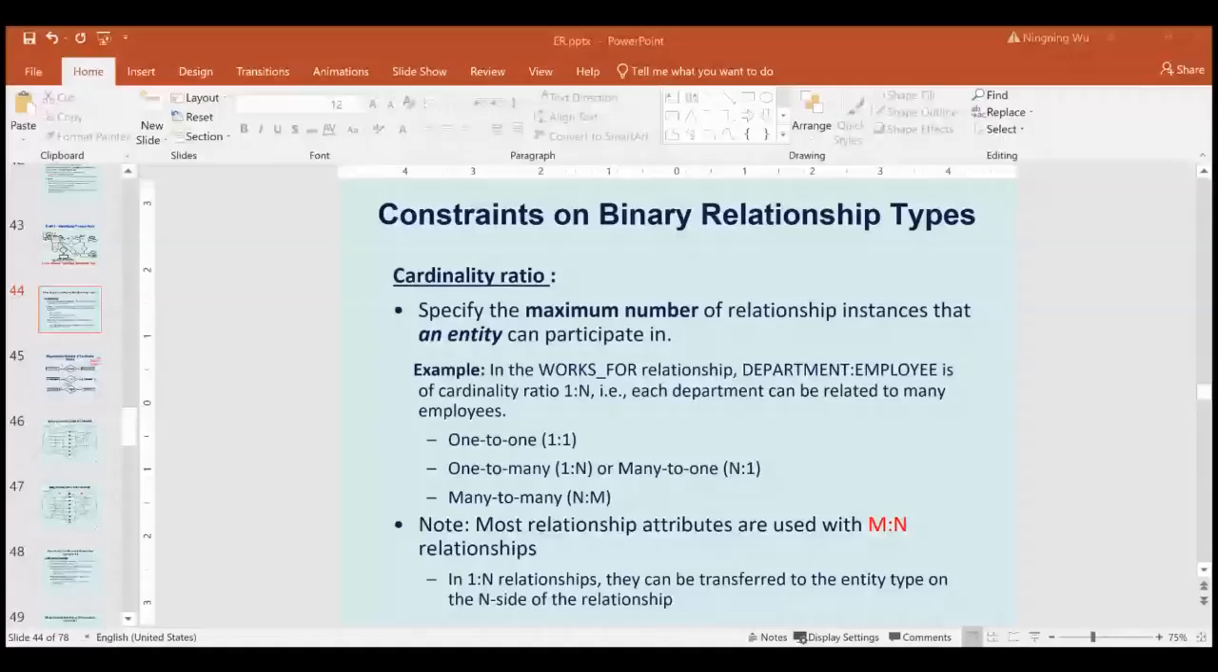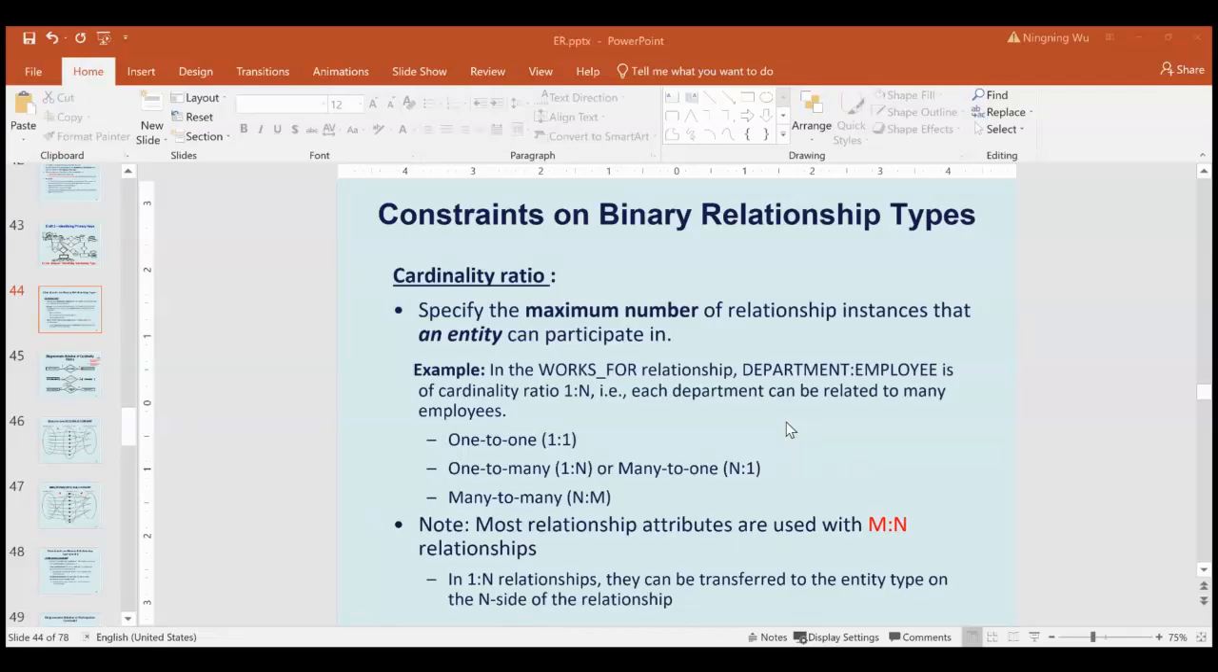So today we're going to continue studying how to design an ER diagram. In the last class, I think we mainly focused on discussing how to model a relationship type and also how to specify the constraints of a relationship type. We discussed in detail the cardinality ratios.